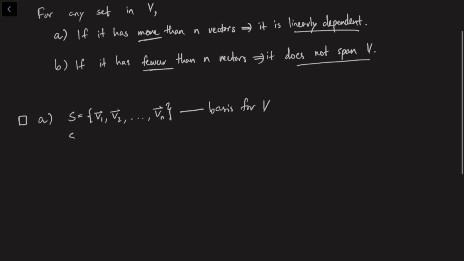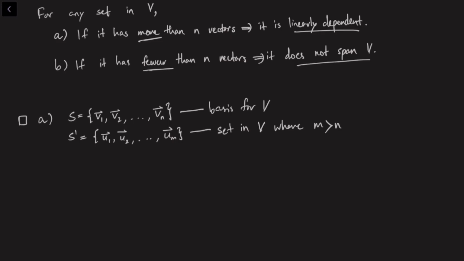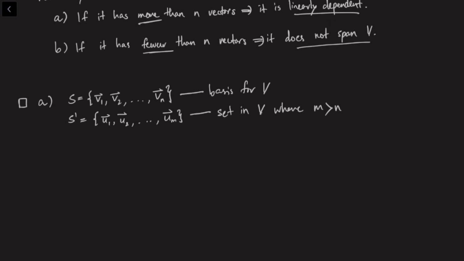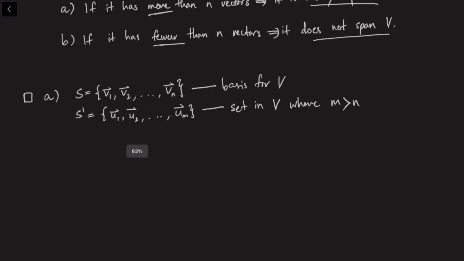And we'll have another set in V, S prime, which has u1, u2, up until um. So there are m vectors in this set S prime, and this is a set in V where m is greater than n. So there are more than n vectors. We have to prove that this S prime is linearly dependent.